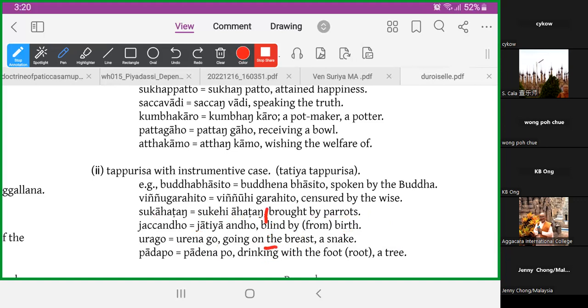So it's going, there should be a "by" here. It's going by the breast, ura, all right? Ena. So this refers to a snake. Go is gachati, go.